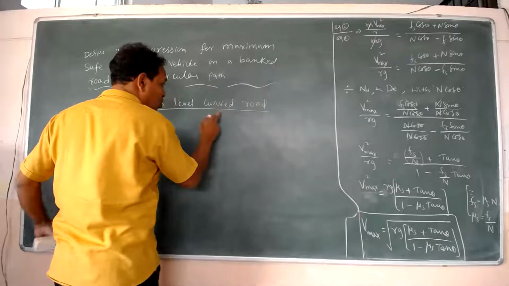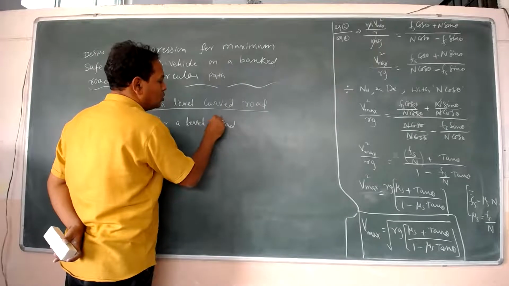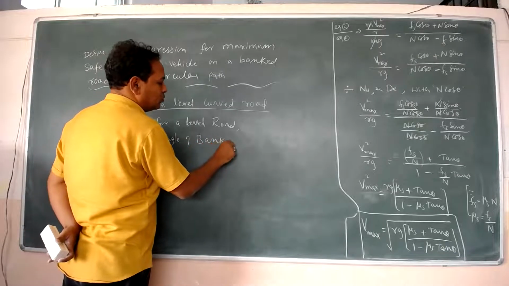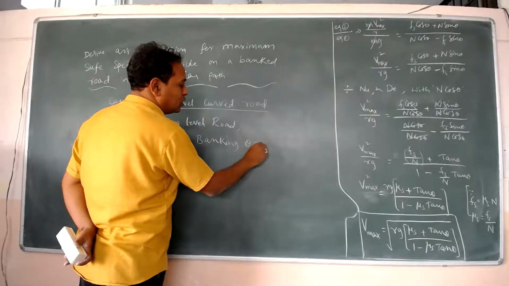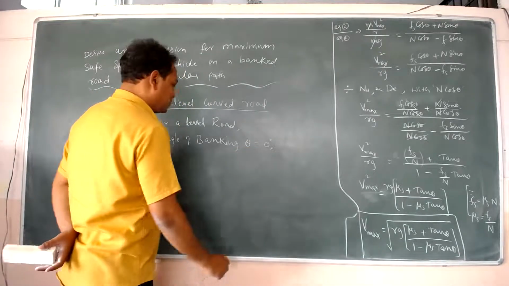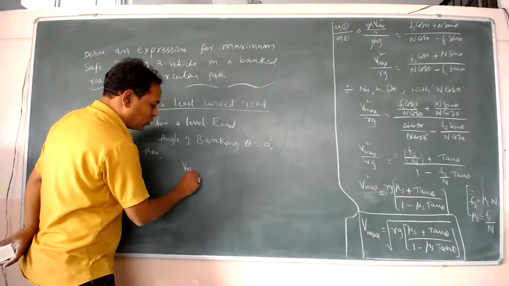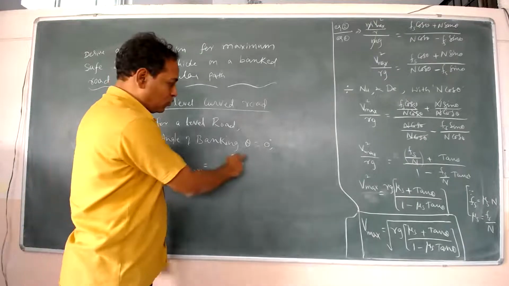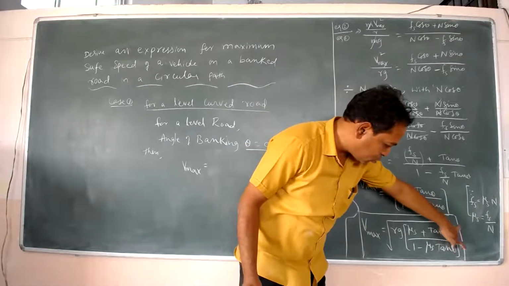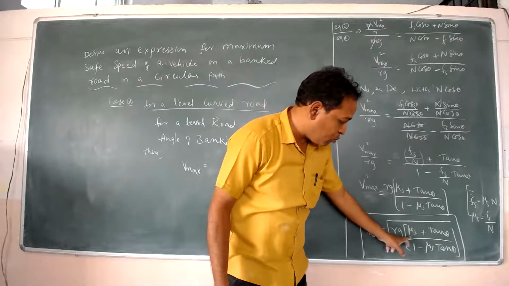So for a level road, the angle of banking, that is theta, is 0 degrees. Then from that equation, what is the maximum speed now? Substitute this 0 value here. If you substitute 0 here, this becomes 0, and this one also becomes 0. What is left here? We are left with root of Rg into mu s.